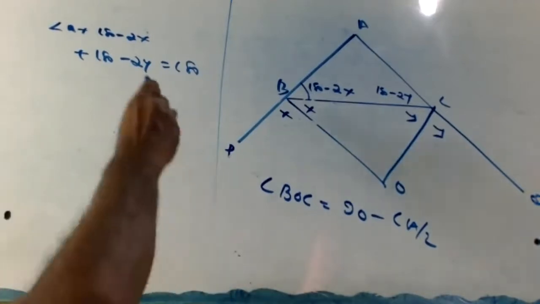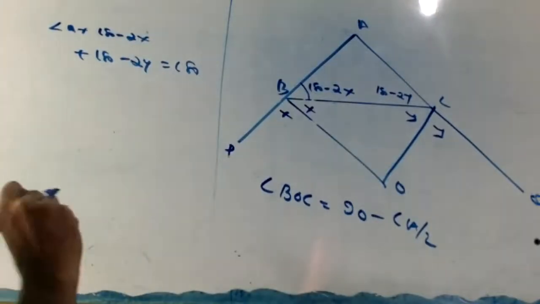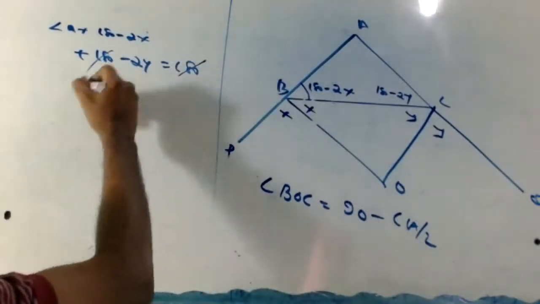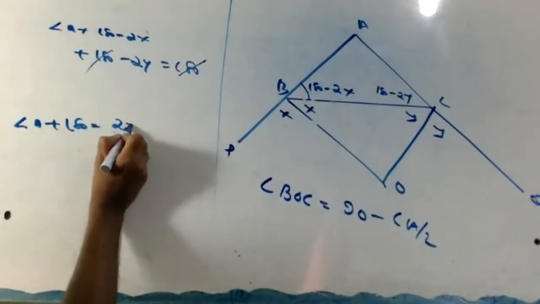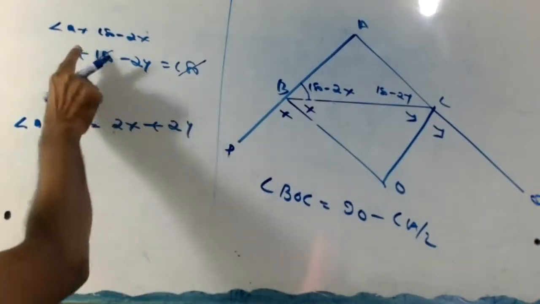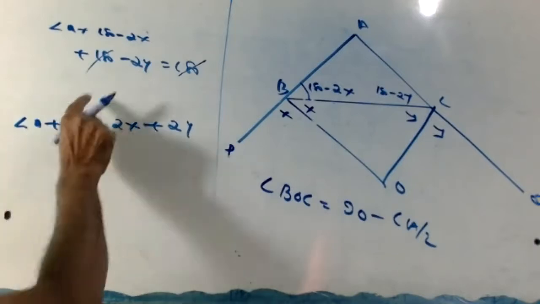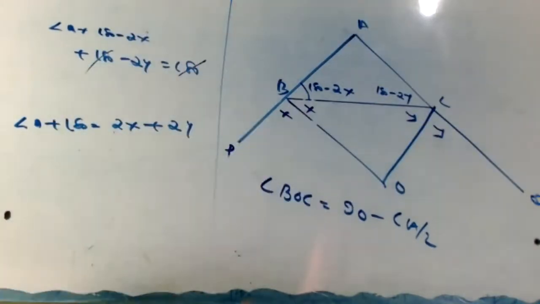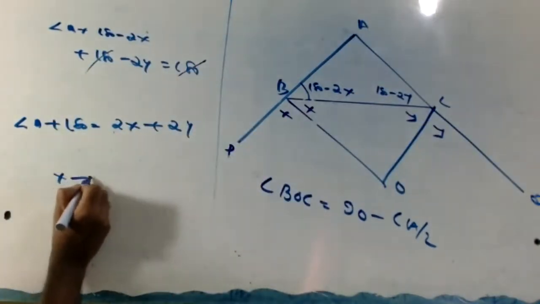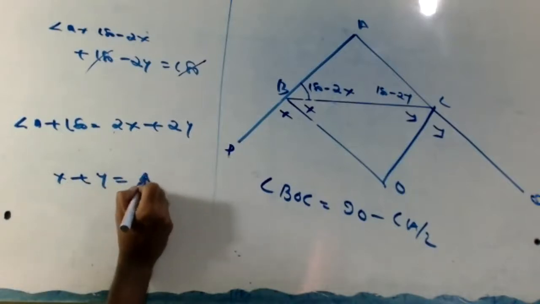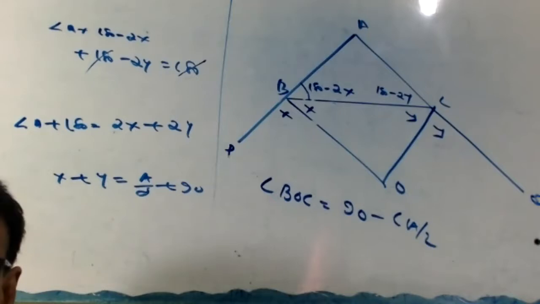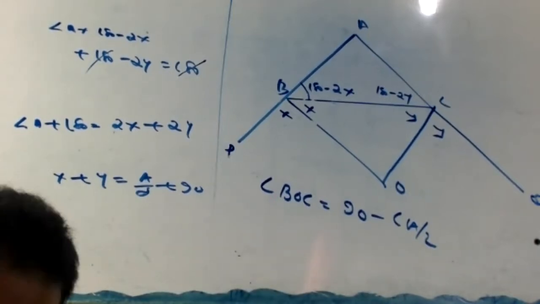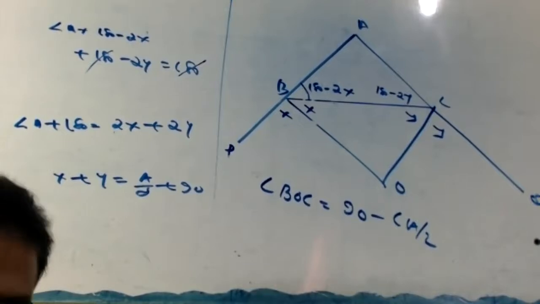Okay. So 180 can, listen here now, 180 cancel. Angle A plus 180 equal to 2x plus 2y. Agree. A plus 180 equal to 2x going that side, 2y going that side. Therefore, x plus y equal to A by 2 plus 90. Agree or not? Up to here, okay? It is a lengthy question, okay?